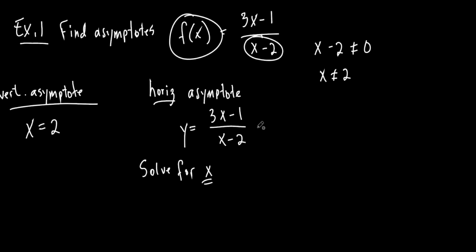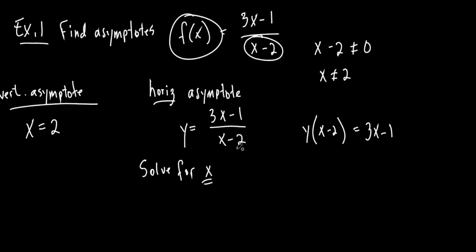So what am I going to do? I'm going to multiply both sides by x minus 2. Everybody see that? So I got x minus 2 times, let's do it like this. We're going to multiply both sides by x minus 2. Now what happens when I multiply this side by x minus 2? It cancels out, doesn't it?